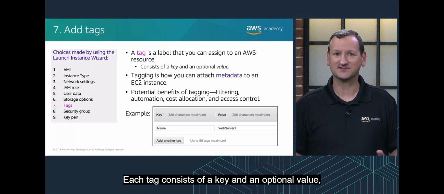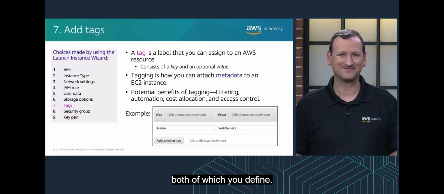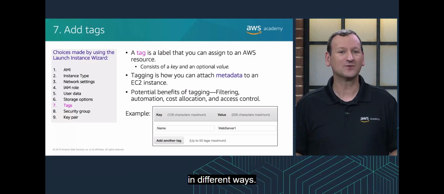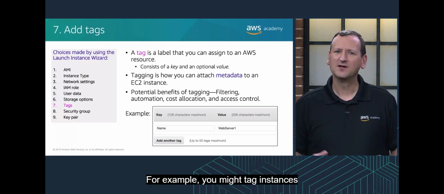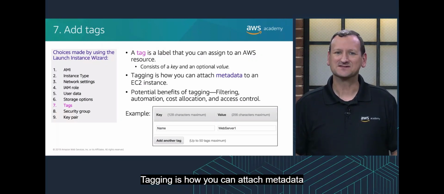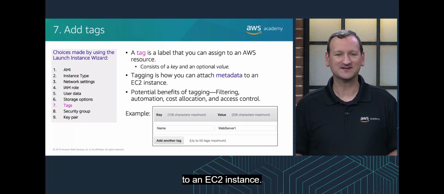Each tag consists of a key and an optional value, both of which you define. Tags enable you to categorize AWS resources in different ways. For example, you might tag instances by purpose, owner, or environment. Tagging is how you can attach metadata to an EC2 instance.